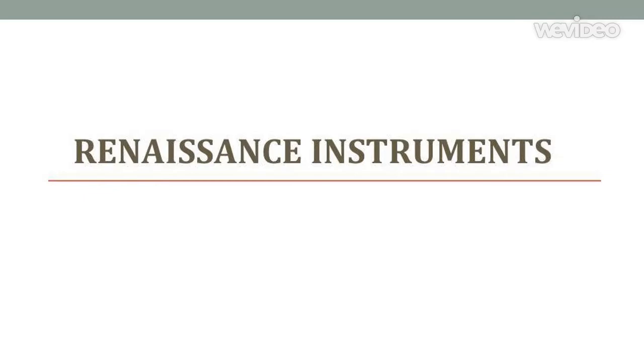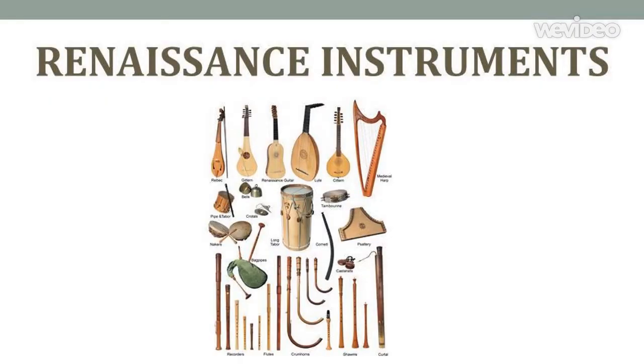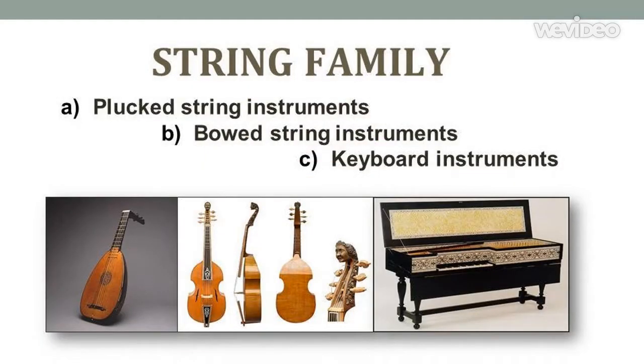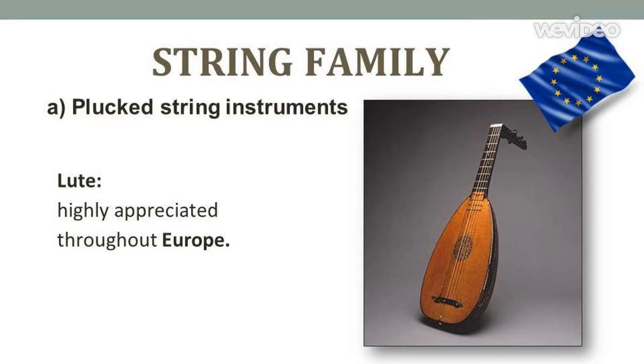Renaissance instruments. Now, we're going to study the most important Renaissance instruments. Firstly, the string family. In the string family, there were plucked string instruments, bowed string instruments and keyboard instruments. A. Plucked string instruments. The most important plucked string instruments were the lute and the vihuela.